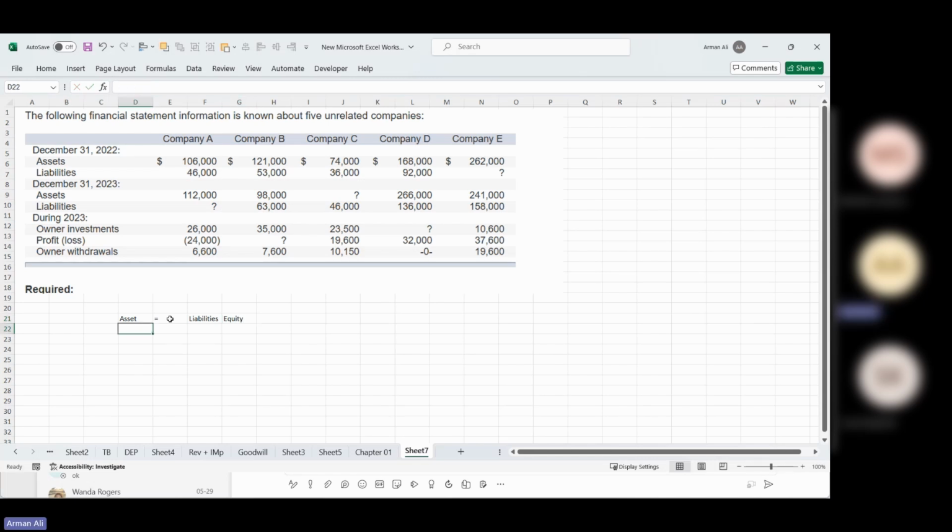So the first question was, what was the equity on December 31st? The value of assets is 106,000. Liabilities is 46,000. So what is going to be my equity? Since it's an equation and it has to always balance, I'm just simply going to do 106,000 minus 46,000. 60,000 is my equity, and that is correct. Question B is, what was the equity on December 31st, 2023?